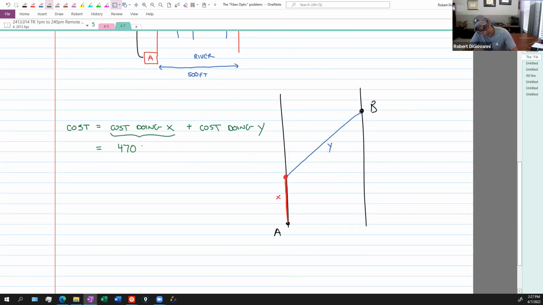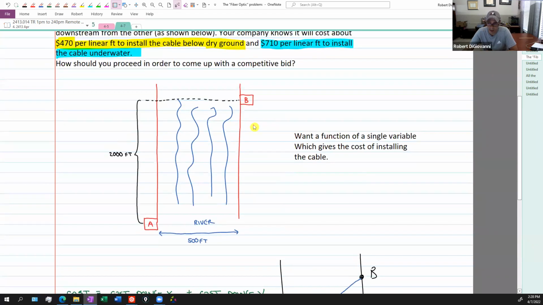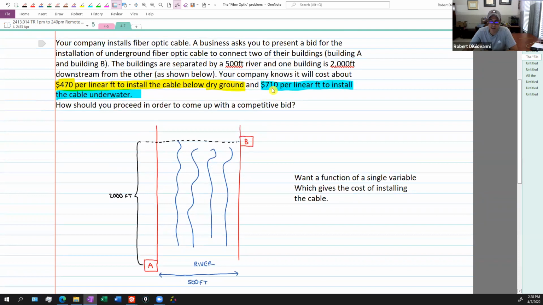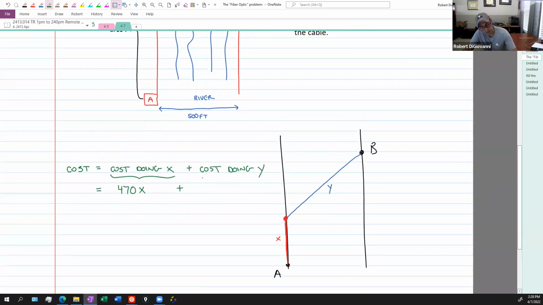So shouldn't this be 470x, right? However long x is times 470 is how much it's going to cost me to do that section. Yes? Plus now the cost of doing y, which is the one underwater, that would be the 710, right? So this would be 710 times y. This is our cost. Y'all understand that?